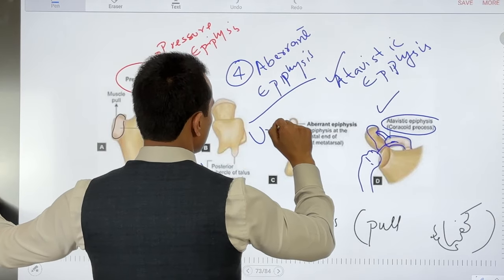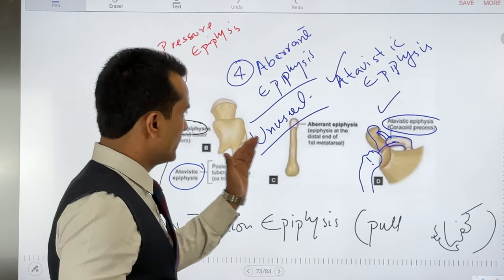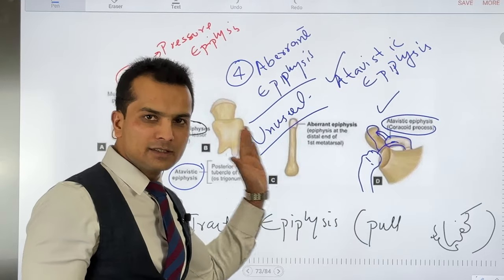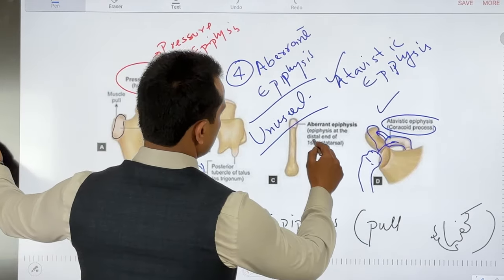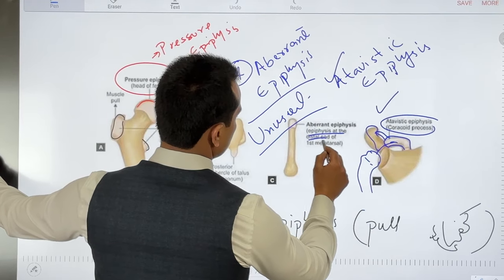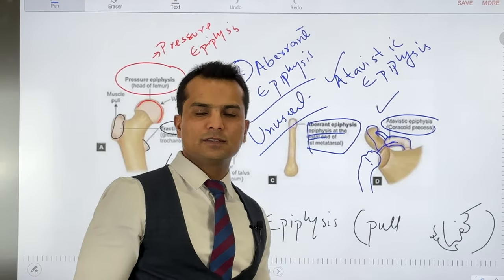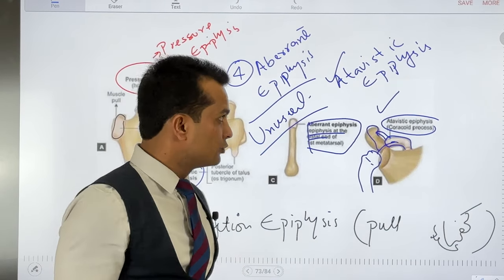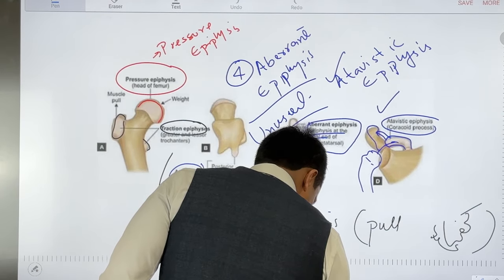And then number four, aberrant epiphysis. Aberrant means unusual, that this type of epiphysis usually doesn't exist in the human body. So in some cases, if it exists, it is called an aberrant epiphysis. An example of aberrant epiphysis is the epiphysis at the distal end of the first metatarsal. This type of epiphysis is called an aberrant or unusual epiphysis. Okay, let me show you a few other images.